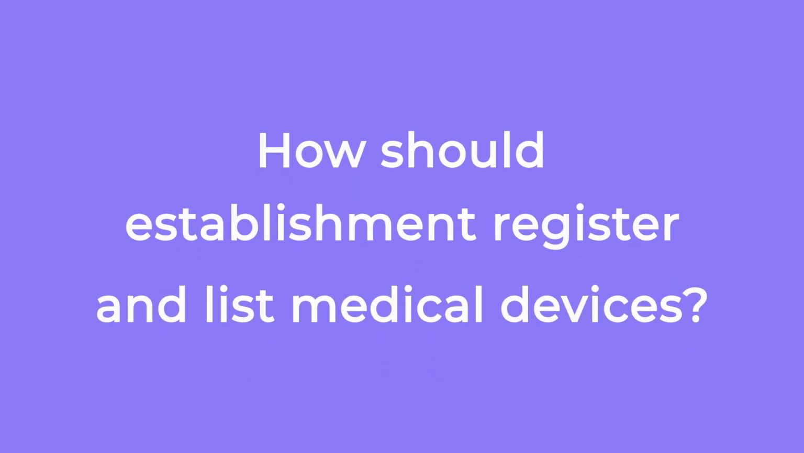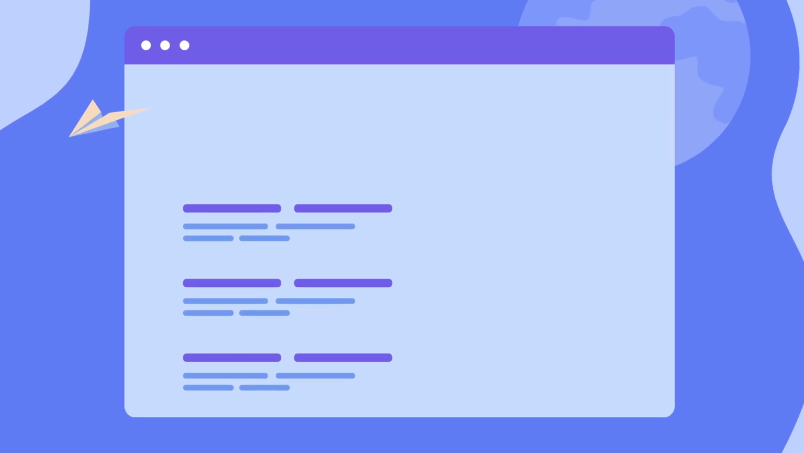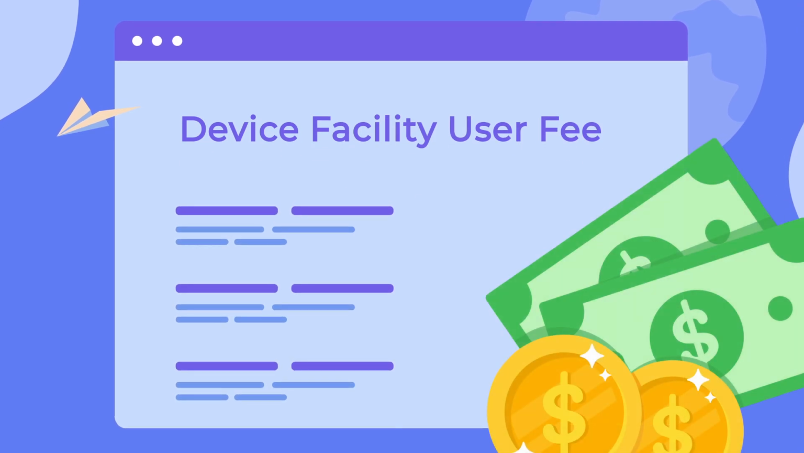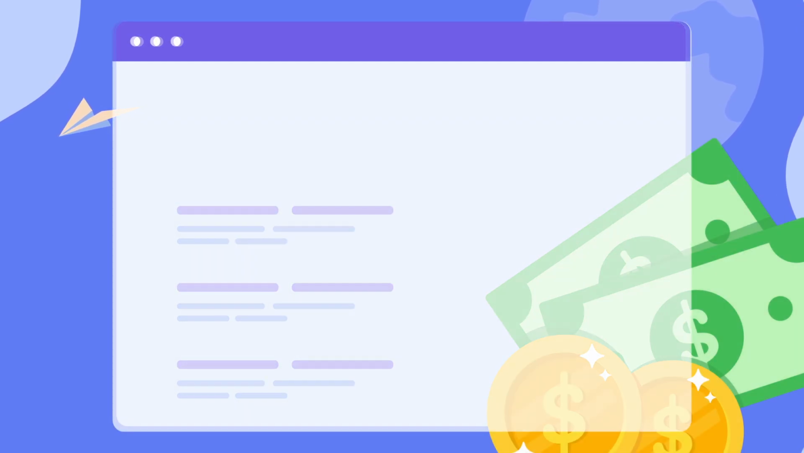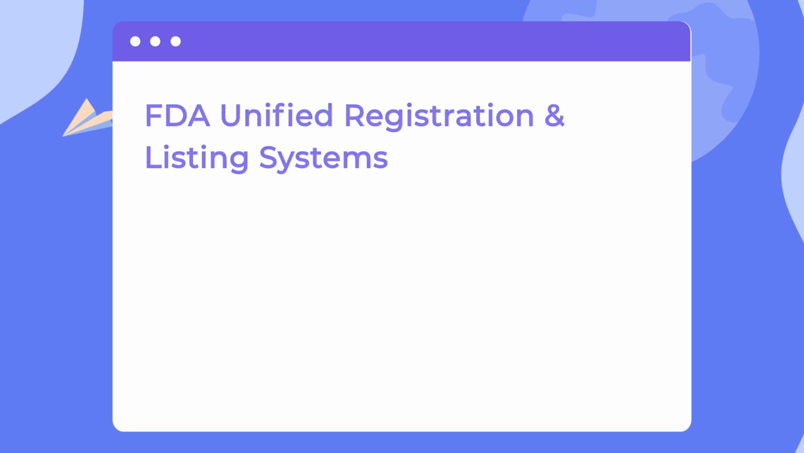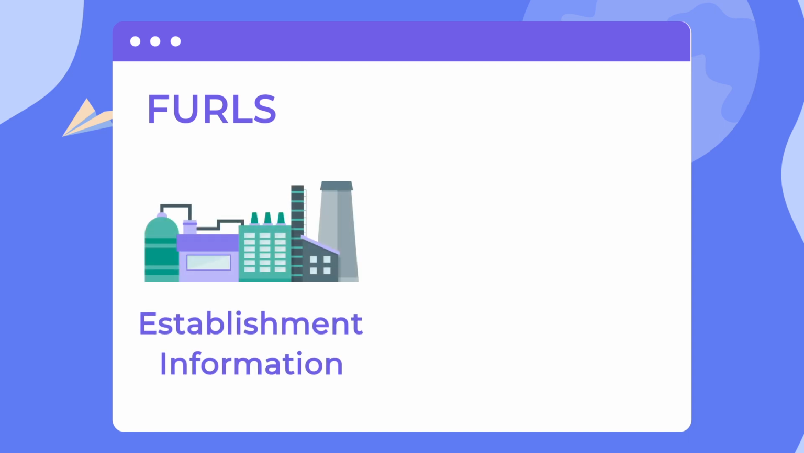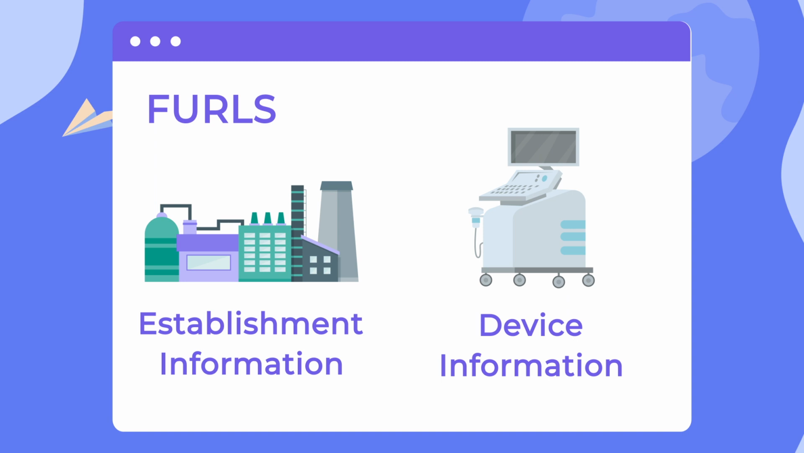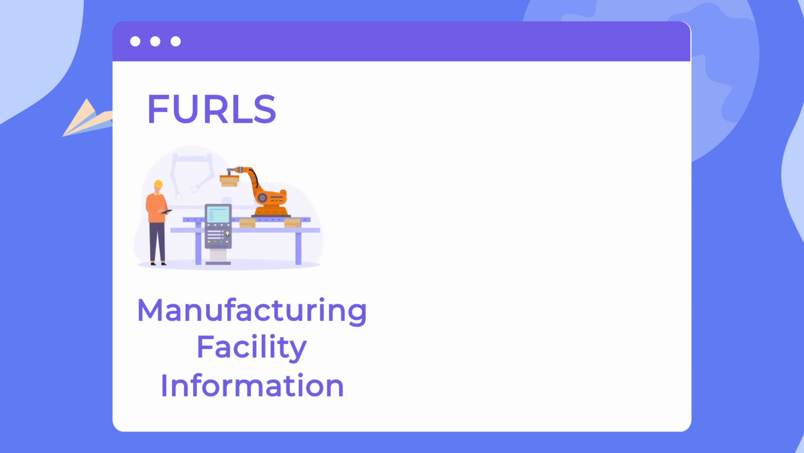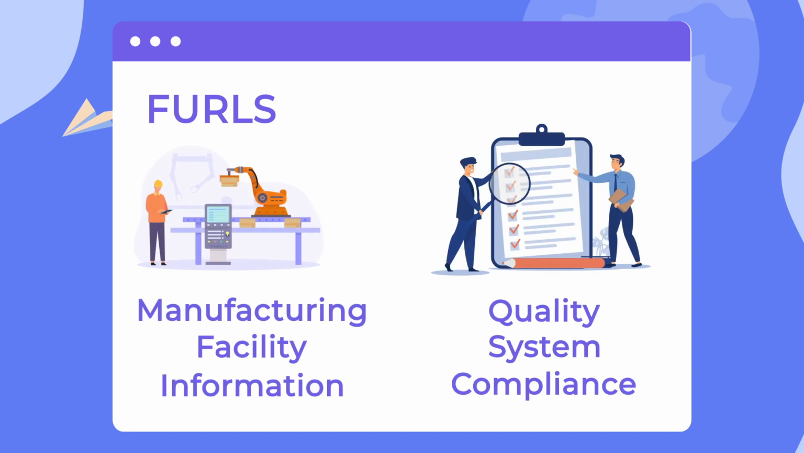How should establishments register and list medical devices? First, establishments need to pay the fee through the Device Facility User Fee website. After paying the fee, they can start the registration process on the FDA Unified Registration and Listing Systems, or FURLS. On this website, they can provide information such as their establishment information, device information, manufacturing facility information, and quality system compliance.